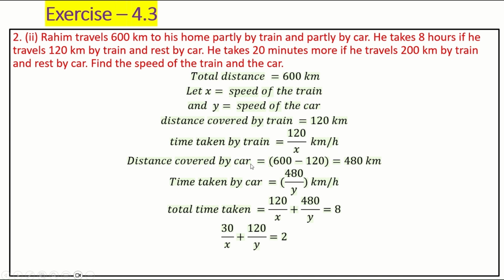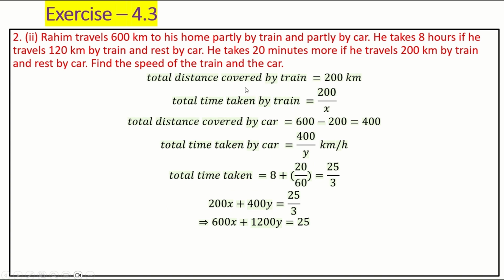Okay, distance covered by car is 600 minus 120, that is 480 kilometers. So time taken by car is 480 by y. We have seen the same problem in the examples actually, so it is exactly same. Let's see how to form the equations. So total time taken is 120 by x plus 480 by y equal to 8. It takes 8 hours, that's what is said in the first condition. Correct? So the equation will become 30 by x plus 120 by y equal to 2.